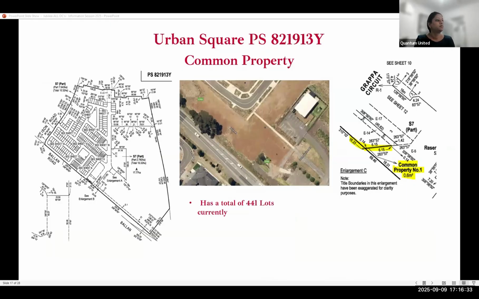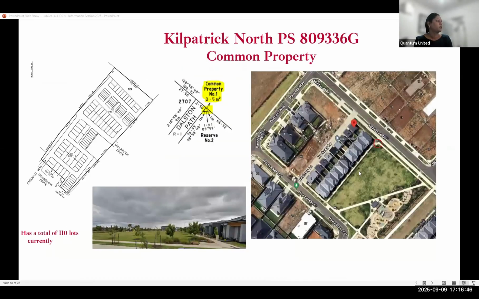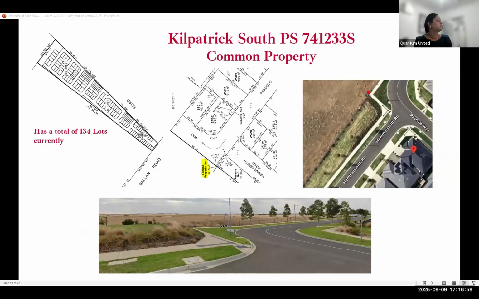The next one is Urban Square, and this is the second largest OC in Jubilee, and it's still developing. There are 441 lots currently, and it does have 1 small common property that's been registered. Similarly, Kilpatrick North is one of the smaller OCs. It's got 110 lots with a common property area of just about 0.5 square meters. The next small OC would be Kilpatrick South with 134 lots, and it is currently fully completed with all stages released and sold.